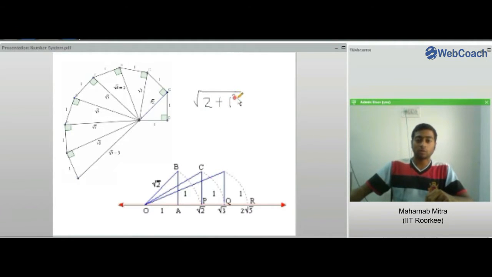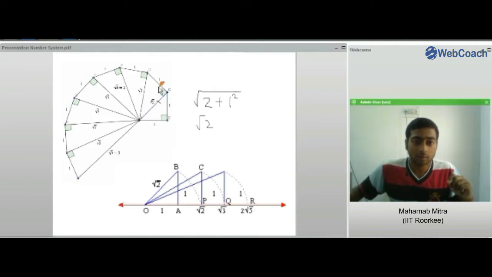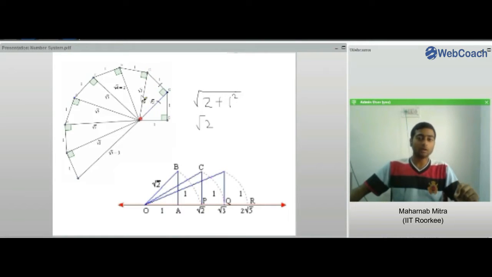For getting 2 plus 1, we know that this square is 1, but which number when squared gives 2? The only number is square root of 2, which when squared gives us the number 2. So we can use square root of 2 as the base and 1 as the perpendicular height to get the hypotenuse of this triangle as square root of 3, right?